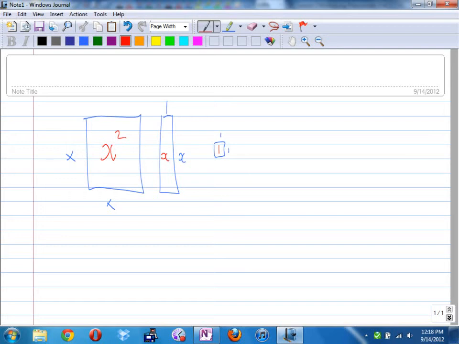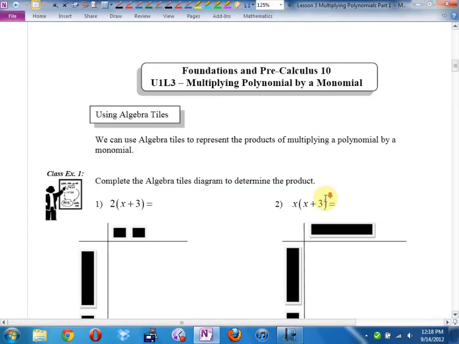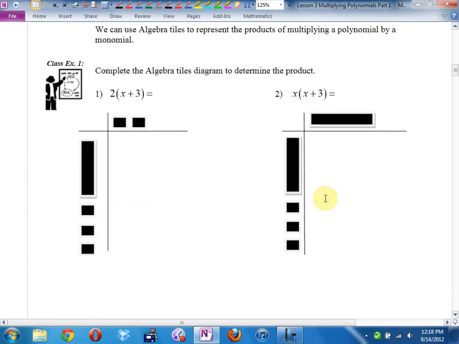We're going to try and build on that a bit, but I'll be honest, to me, this is where this analogy breaks down and becomes cumbersome. So I'm going to skip some as well. This doesn't work to me quite as well with negatives. But it says this: complete the algebra tiles diagram to determine the product.